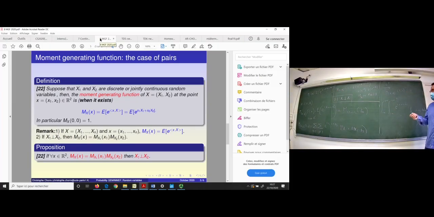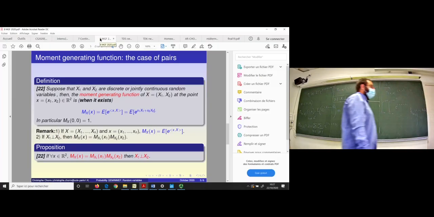Okay, so this one implies independence. And we will have a criteria in order to prove that two random variables are independent, just checking what happened for the moment generating function of the pair. Okay? And typically, and once again, in the case of Gaussian vectors, it will be very basic to prove independence.